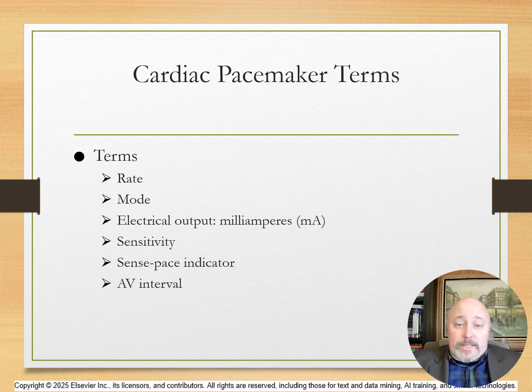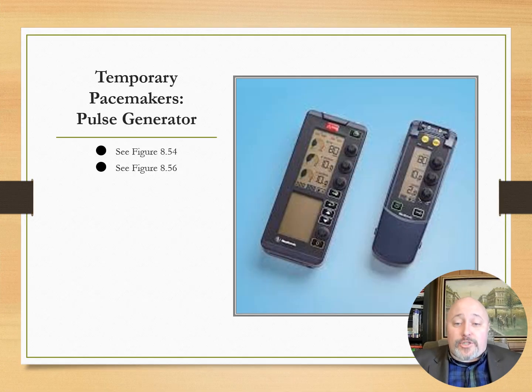For sensitivity, this is the ability of the pacemaker to recognize the body's intrinsic or native electrical activity. It's measured in millivolts. Some temporary pacemakers have a sense pace indicator. When the generator delivers a pace beat, the pace light comes on. If that generator detects the patient's own beat, the sense indicator should light. Temporary pacemakers have dials or keypads for adjusting this sensitivity. Here we just have a visual example of how setting these pacemakers would work.